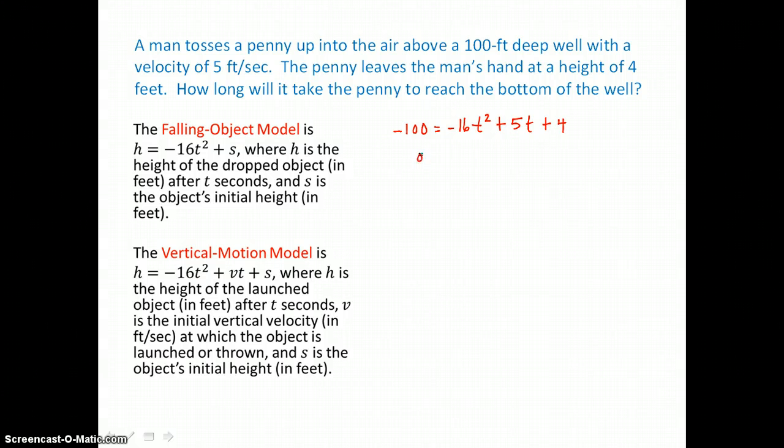Okay, so we need 0 on one side of this equation, and we're going to use the quadratic formula to solve for t. So I'm adding 100 to both sides of this equation, so I'm going to get 104 on the right. Okay, now I can pick out my a value, which is negative 16, my b value, which is 5, and my c value, which is 104. So in the quadratic formula, t is equal to negative b plus or minus the square root of b squared minus 4 times a times c all over 2a.